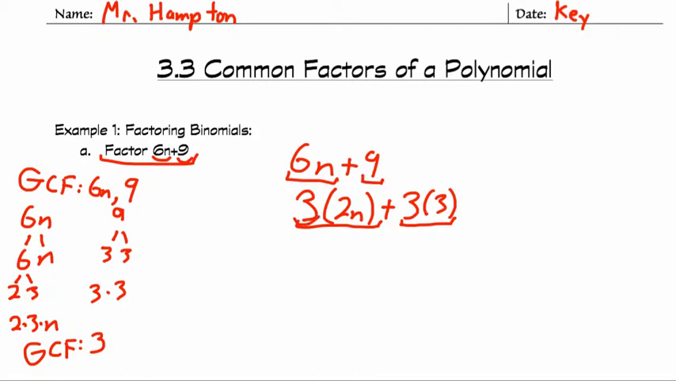Now we see that there is a 3 in both terms, so we can put it in the front and put whatever is left inside a set of brackets. So 2n plus 3. So our answer is 3 times 2n plus 3.